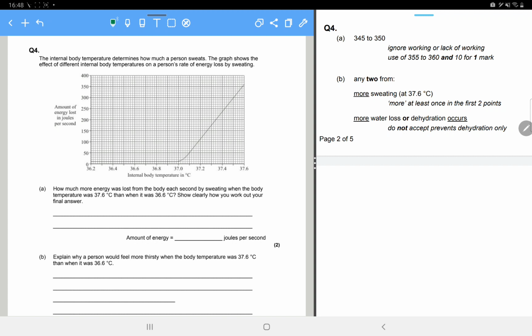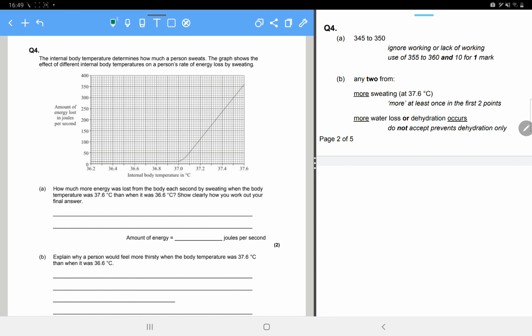So this is about temperature. And so we have a graph here. On the y-axis, we have amount of energy lost in joules per second. And we have internal body temperature on the x-axis going from 36.2 to 37.6. So if this was a describe question, it'd be asking us to say what we see. So we describe the fact that it stays at a constant level until 37 and then increases in a proportional way, in a linear fashion, from 37 upwards.